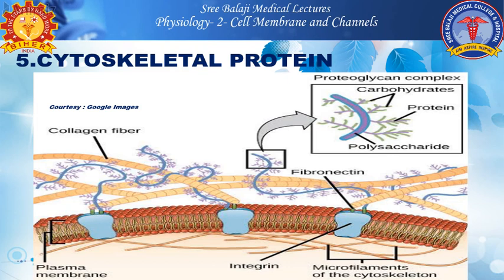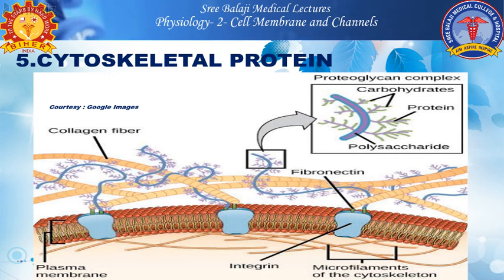So the last protein that comes under integral protein is cytoskeletal protein. This cytoskeletal protein is nothing but a dynamic network of interlinking protein filaments. For example, you can see the cytoskeletal protein. It is made up of microtubules, actin filaments, etc.